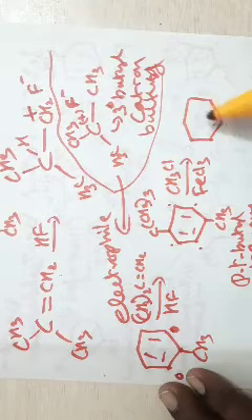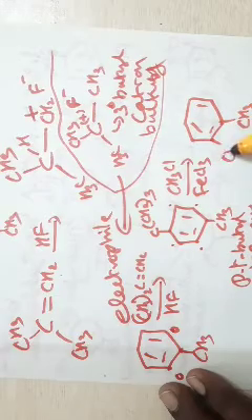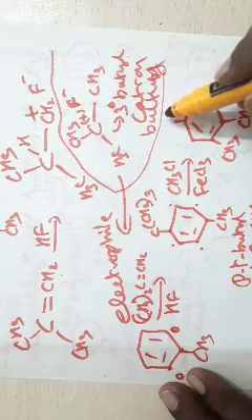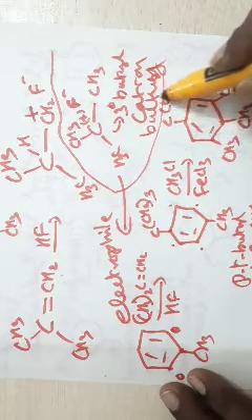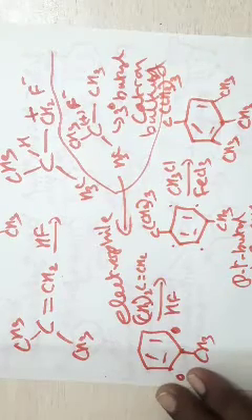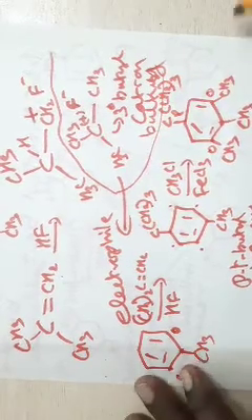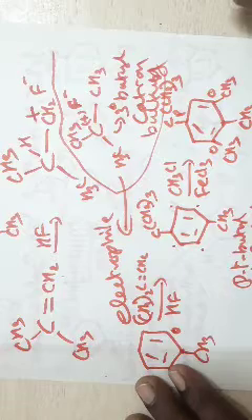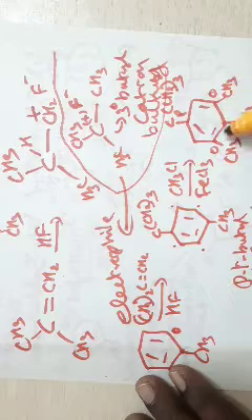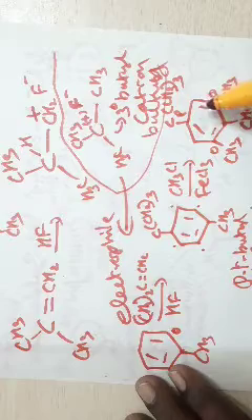And you will have para-tertiary butyl ortho-dimethyl toluene. This is your para position, ortho position, ortho position. So para-tertiary butyl ortho-dimethyl toluene. Or if you give the numbers, 1,2,3-trimethyl 4-tertiary butyl benzene.